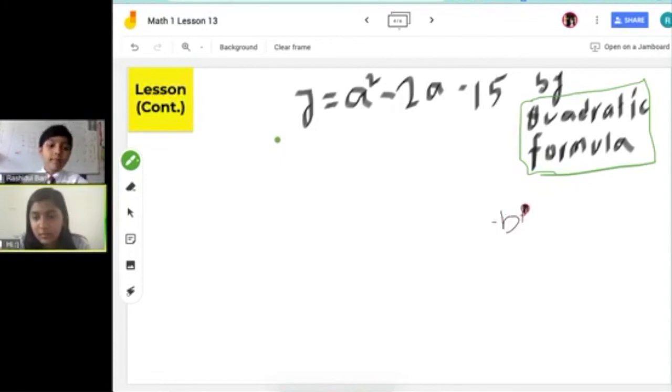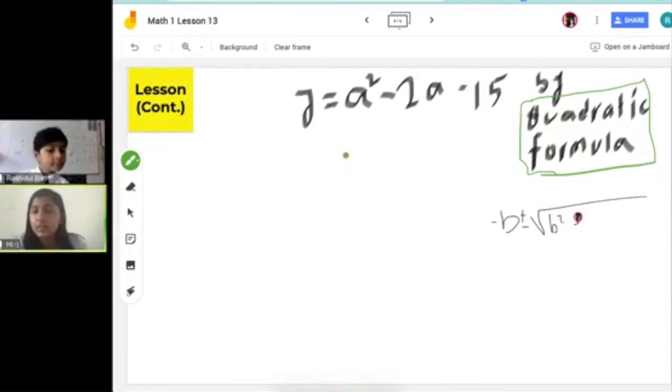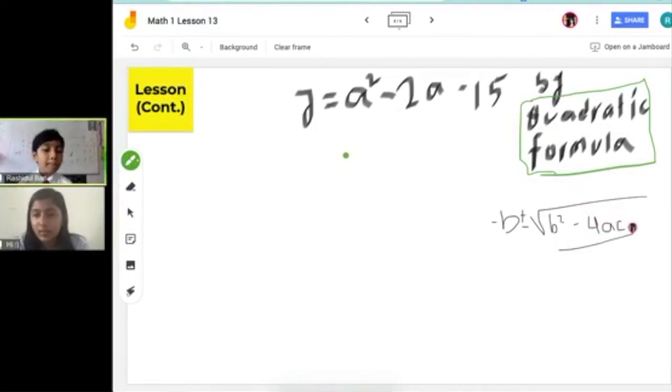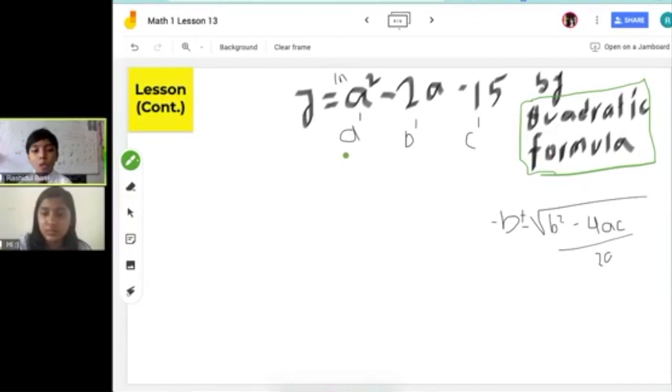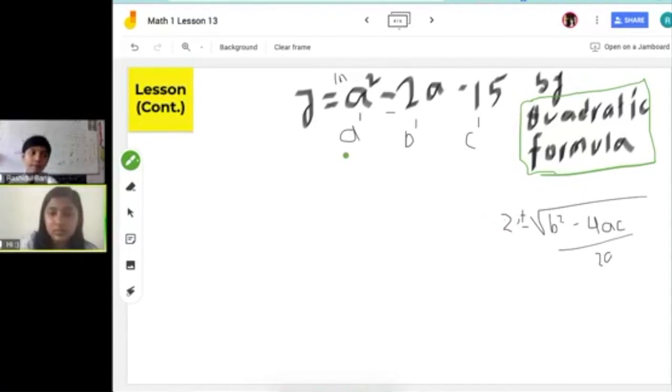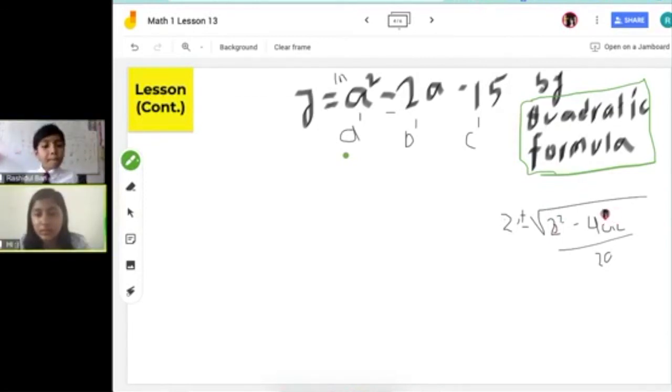Negative b plus or minus the square root of b squared minus 4ac, over 2a. So we know that a is 1, b is 2, and c is negative 15. b is 2, so make this negative 2. We fill this in: a is 1 and c is negative 15.